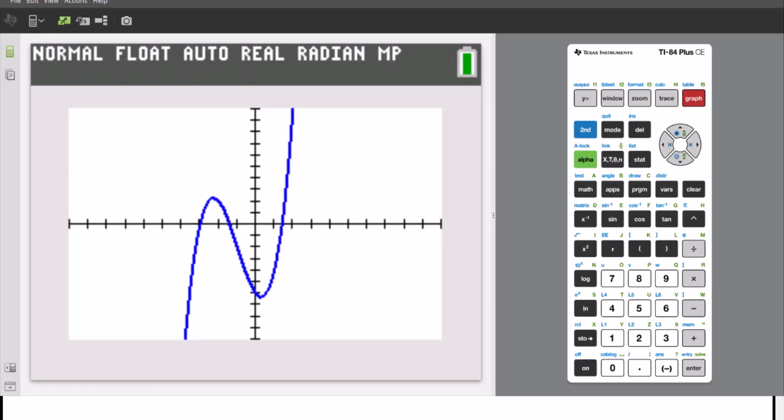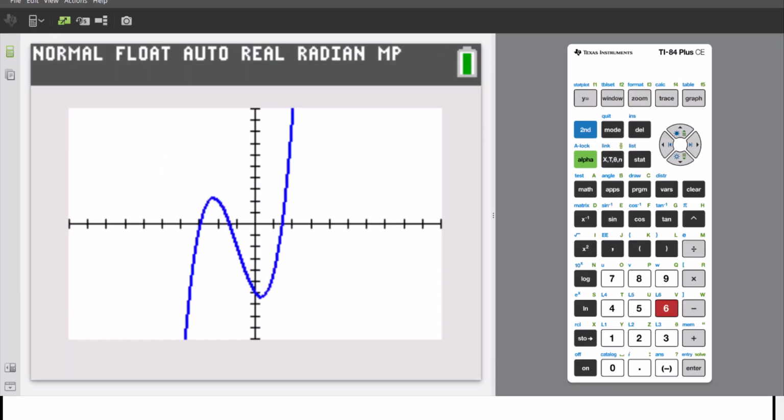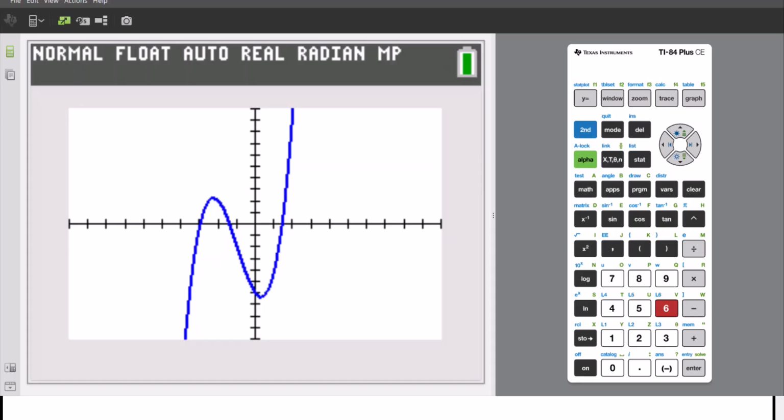If you don't, click on zoom, then choose the standard zoom, which is zoom number 6, and the calculator will draw the polynomial, and it will show you something that looks like this. We are interested in the places where this crosses the x-axis, and we can see that the graph is crossing the horizontal axis in 3 different locations. We are interested in finding those locations.